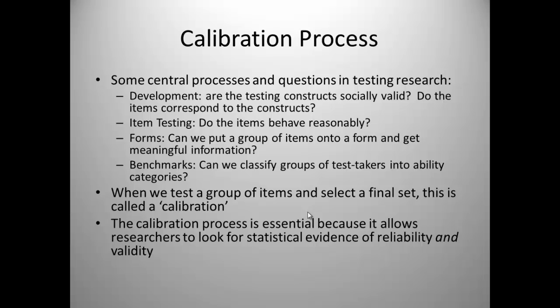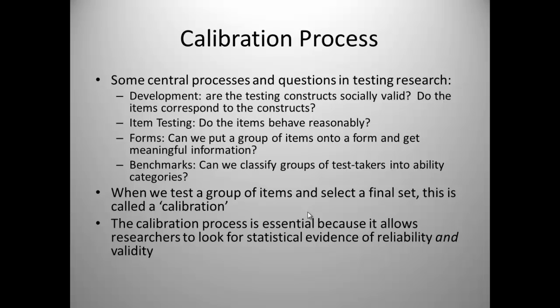So then the next thing we ask is related to benchmarking. So after we've developed these tests, and then we've gone and measured to make sure that the items are working, and then we've put something onto a form and we know that we have some sort of final product of a test, we want to know, how can we classify groups of test takers into various ability categories? And that's really the process of benchmarking. So in benchmarking, you see that on high stakes assessment, people are often categorized into not proficient, proficient, above proficient, or not proficient, close to proficient, proficient, above proficient. Those are some pretty common ones that we see.